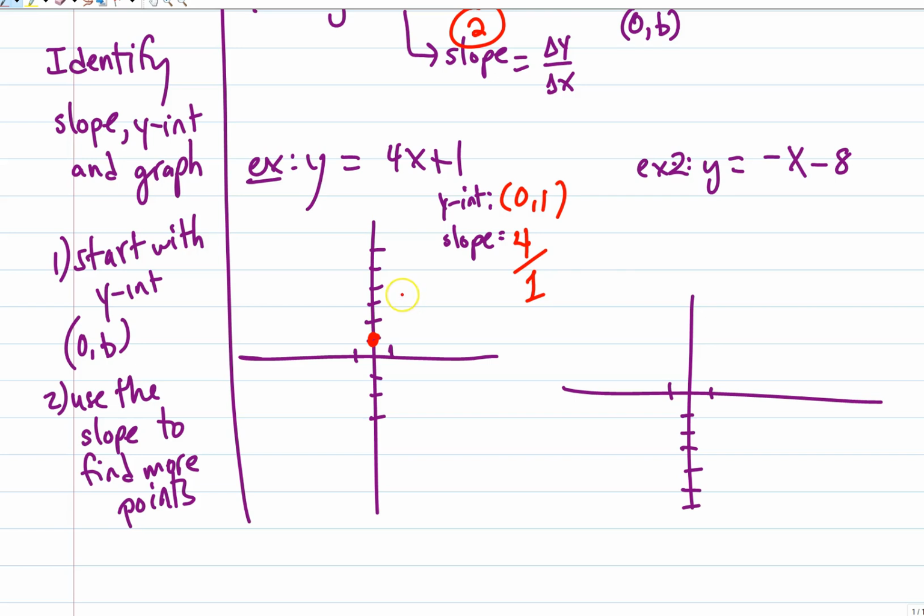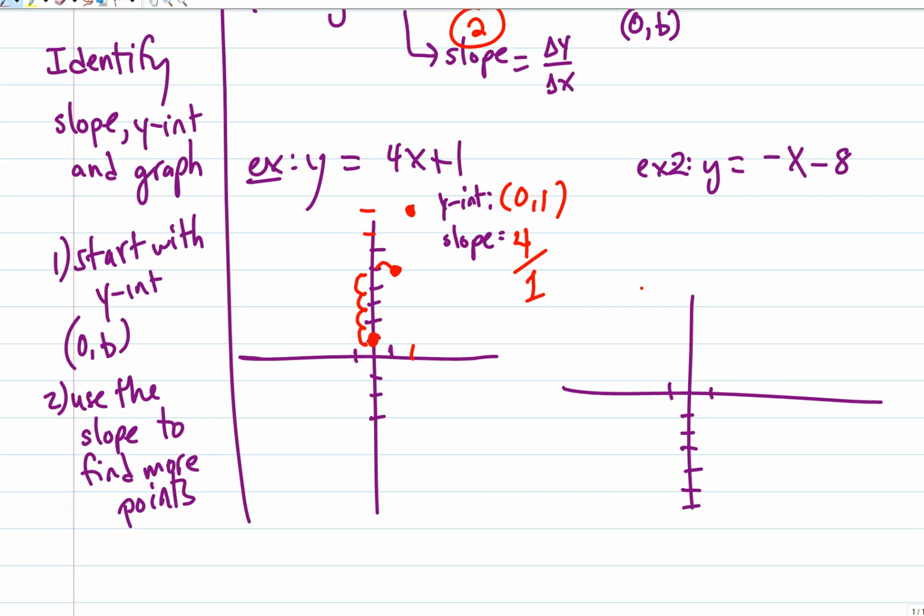Don't go to the point (4, 1). Don't go to the point (1, 4). From the y-intercept, go up 4 and over 1 and plot a point. What if I wanted another point? I'd go up another 4 and over another 1. You don't need that many points, but you could do more, couldn't you?